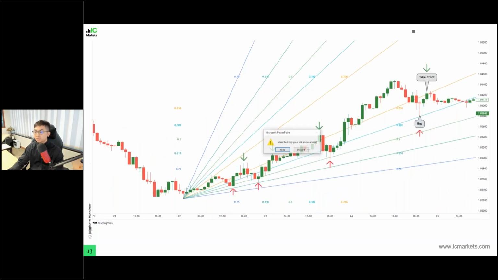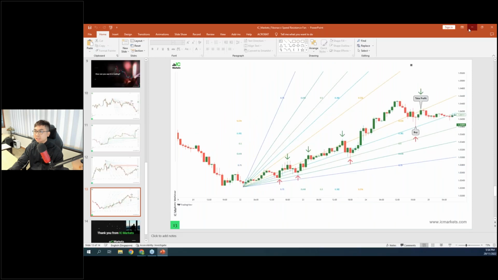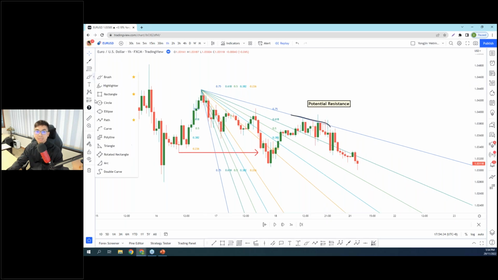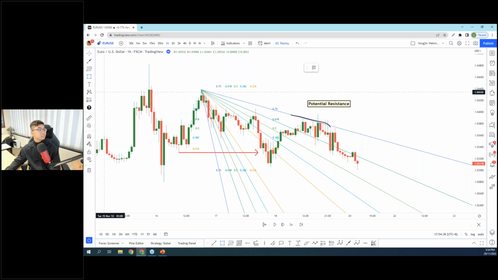Okay, maybe I will show it live on the chart instead. So in this scenario, I'm showing you guys the potential resistance. You can actually draw a rectangle. Can we associate this with the Fibonacci retracement tool? Yes, sure. So I'll just show you this quick one first.